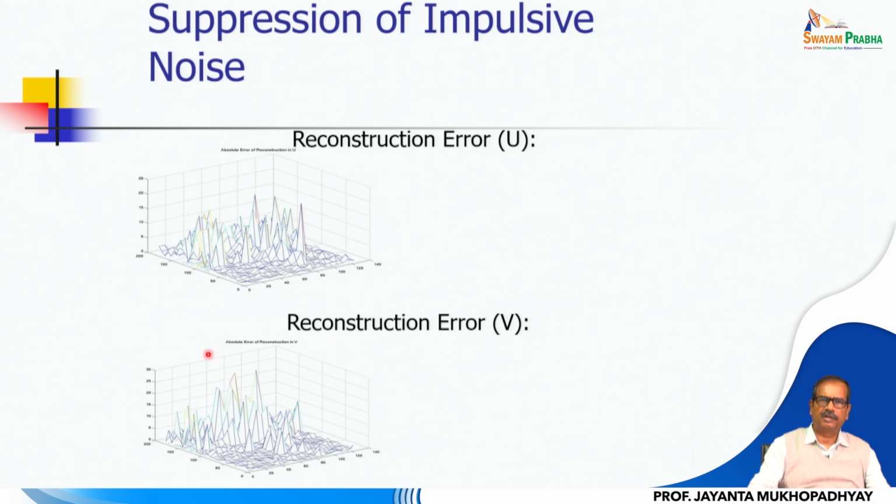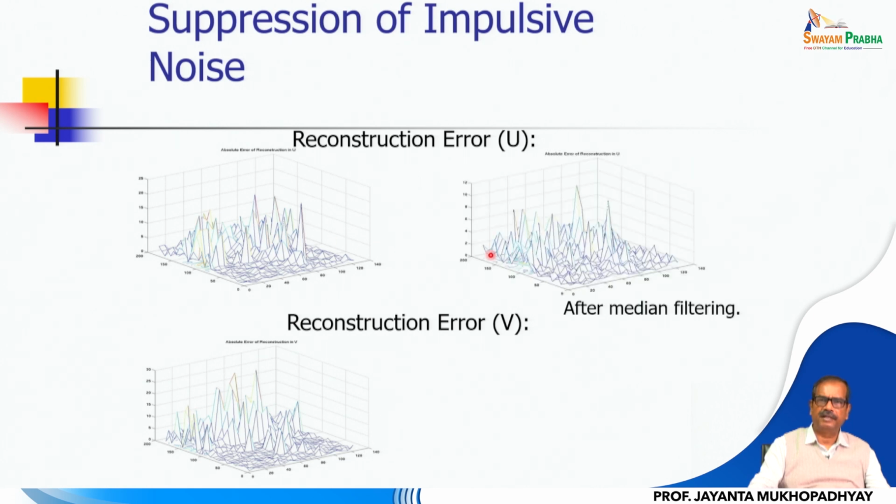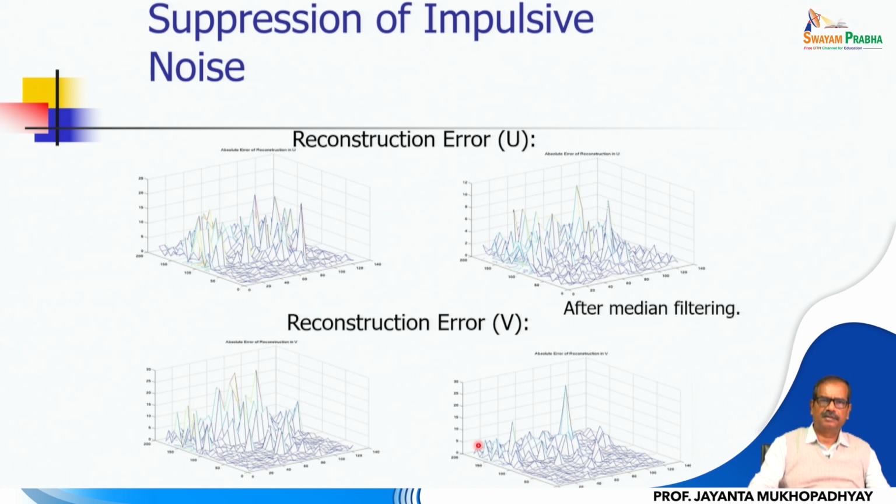So even if you plot them, you will find that it is impulsive. So this is kind of the original one, and if I do the median filtering, then you can see some of this impulsive noise is getting reduced.